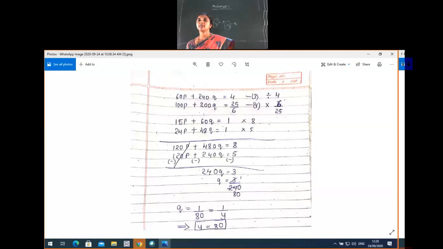Now you got the pair of linear. Here only you got the pair of linear equations in two variables. Now you got the simple pair of linear equations in two variables.